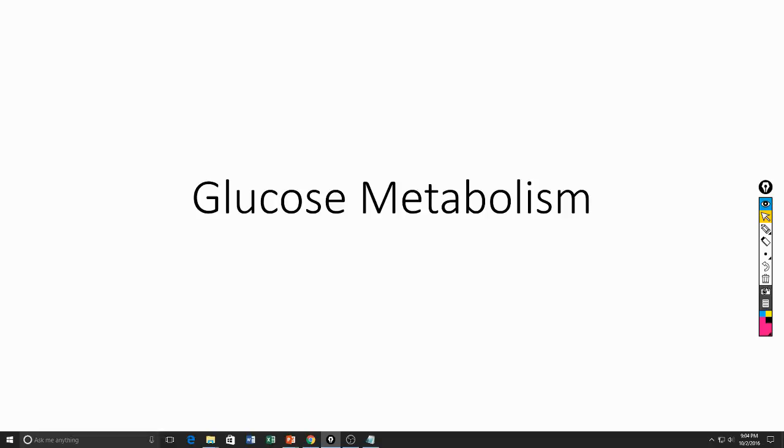Okay, so glucose metabolism, we're going to look at that. We're going to look at a few other things relating to glucose and how it's metabolized, both stored and broken down. Okay, so it's going to be an overview of all things glucose at the metabolic level.